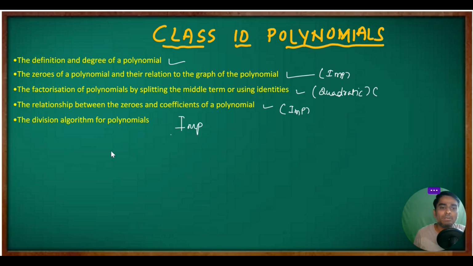Now let's get back to the definition. What is meant by polynomial? In your lower classes you have studied already. A polynomial is an expression, an algebraic expression. It is an algebraic expression which has two or more than two terms.